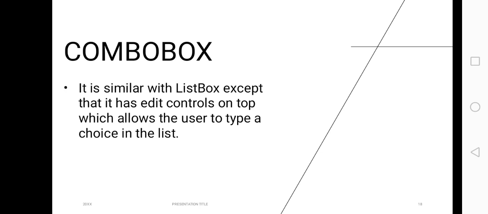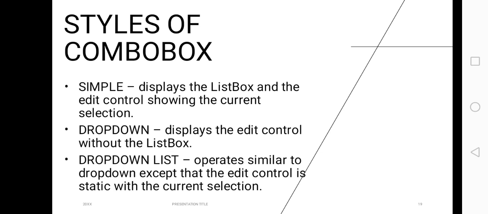Now, that is for list box. We will now proceed to combo box. When we're talking about combo box, it is somehow similar with list box, except that it has edit controls on top, which allows the user to type a choice in the list. So there are three types or three styles of a combo box.